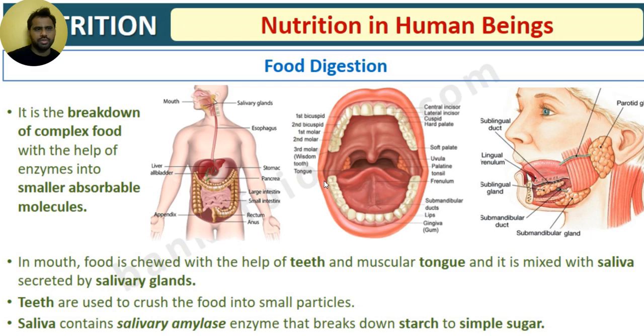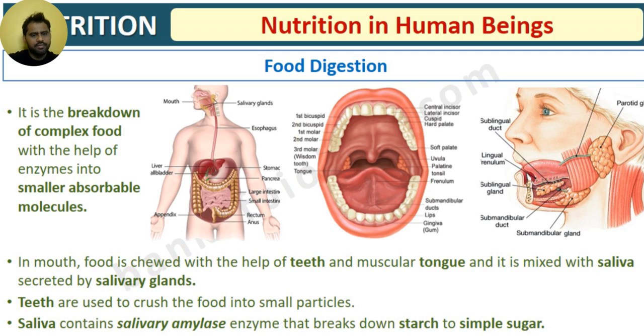Now let's see nutrition in human beings, food digestion. How does it start? It starts with the mouth, the breakdown of complex food with the help of enzymes into smaller absorbable molecules. So the food enters our mouth. The digestive system of the human body starts with the mouth. In the mouth, food is chewed with the help of teeth and muscular tongue, and it is mixed with saliva, which is secreted by the salivary glands. Teeth are used to crush the food into smaller particles.